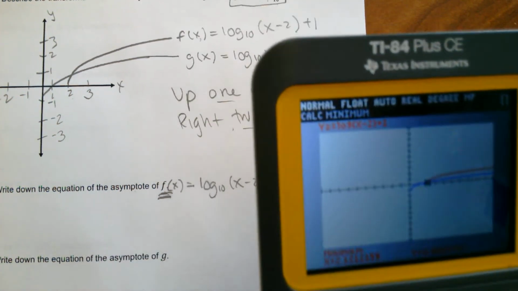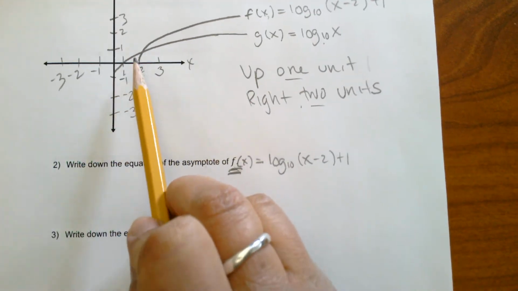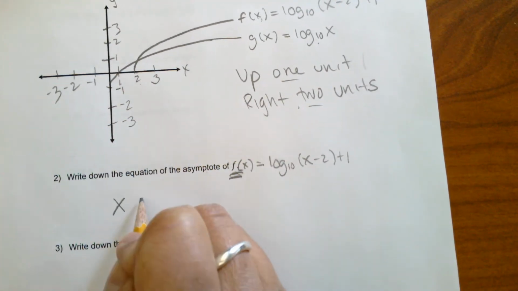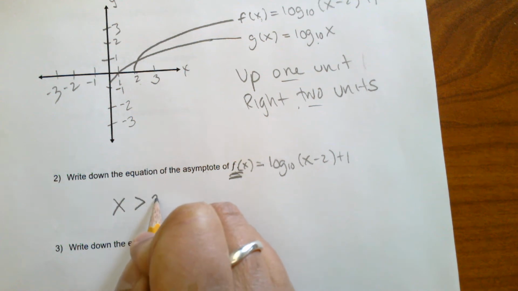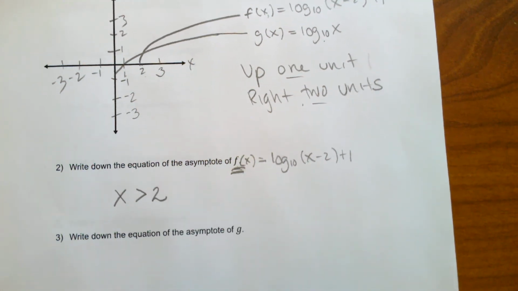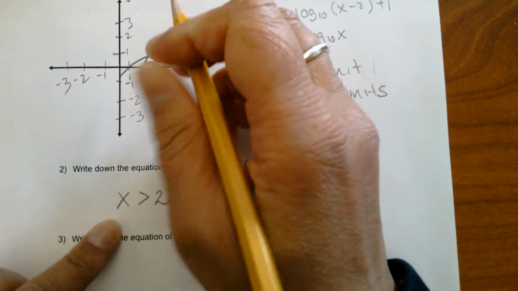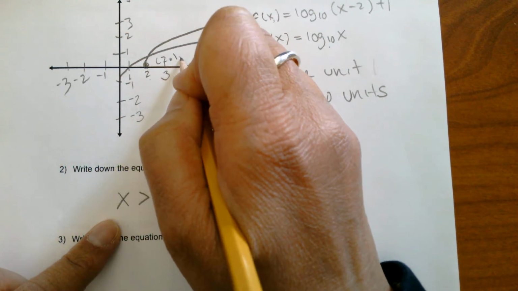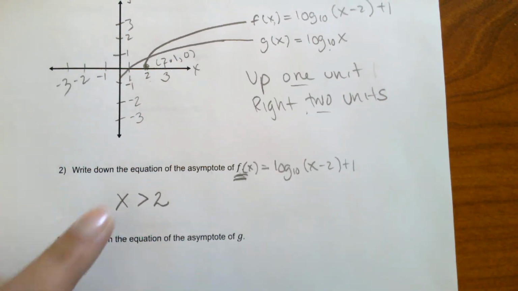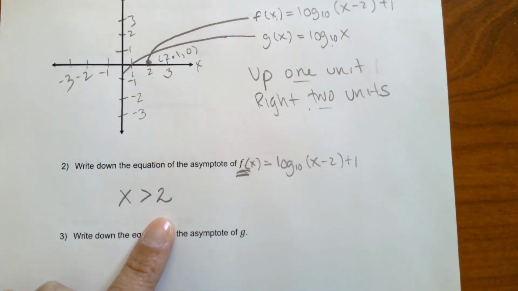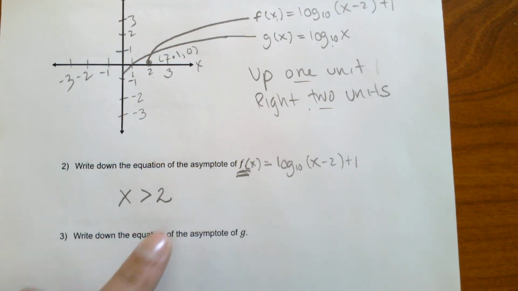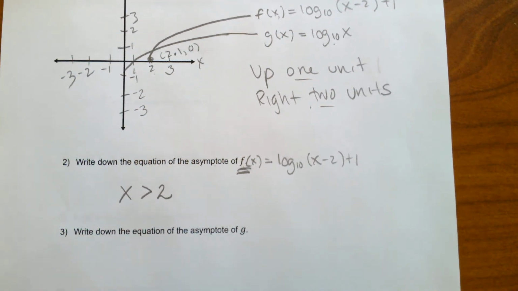So is x ever going to get to 2? Nope. So our asymptote is that x is going to always be greater than 2, or 2.0000. It can be 2.1, so this point right here is 2.1 comma 0. It can be 2.1 because that is greater than 2, but it's never going to reach it, and that's what an asymptote is. What point will it never reach?